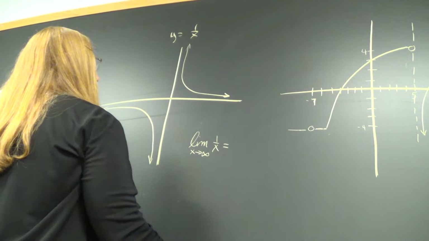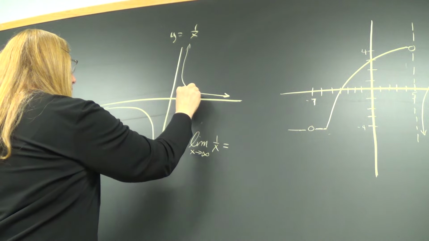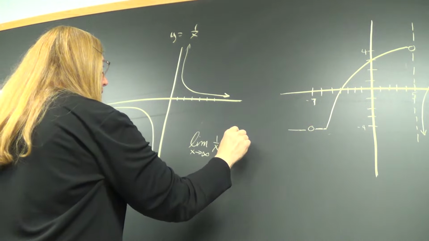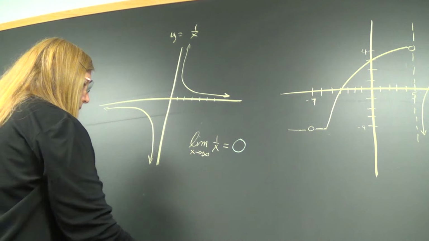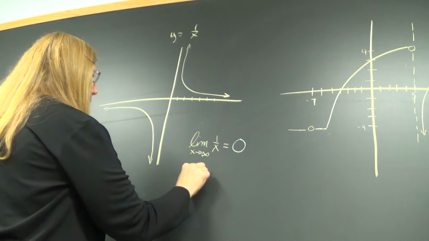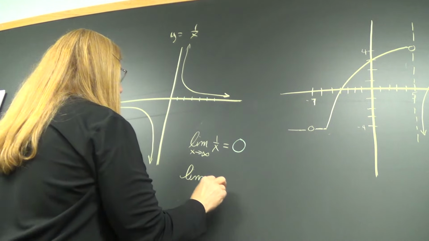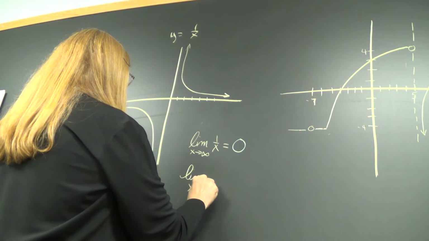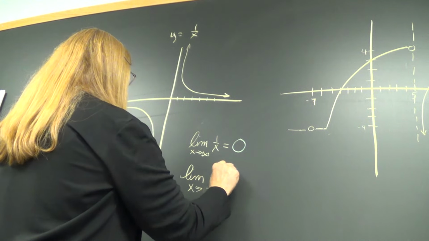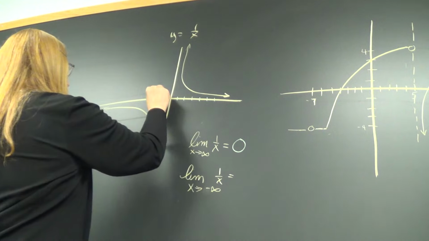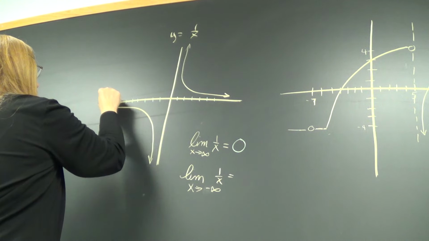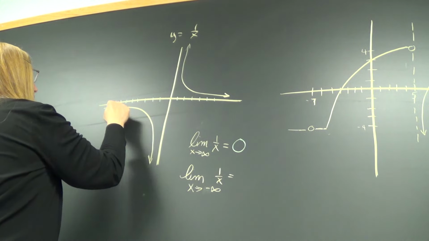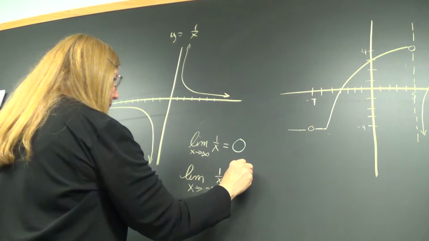And when we did that, we were looking at what happens as x goes out toward infinity, and we noticed the y value shrinking closer and closer to 0. Then we looked at the limit as x approaches negative infinity of 1 over x. And as we went this way, we saw that the value, the actual graph again, was approaching 0.